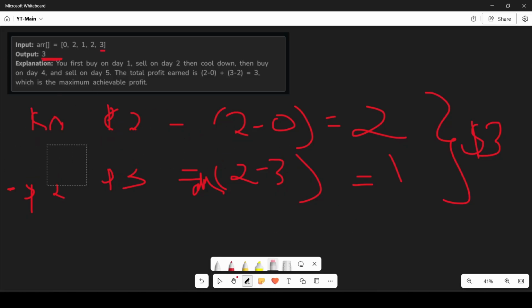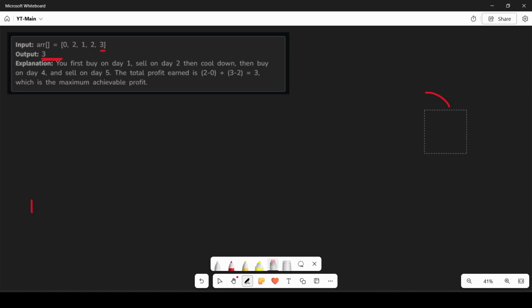Now let's see the logic behind how we can solve this. This is actually a pretty straightforward problem. It's not so difficult. We'll be having three particular states: the buy state, the sell state, and the resting state. These three states are what they mentioned, so we'll be using these three states itself.